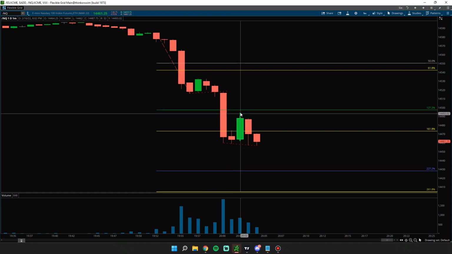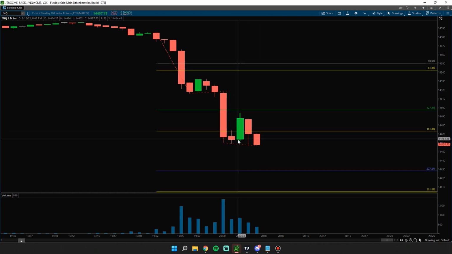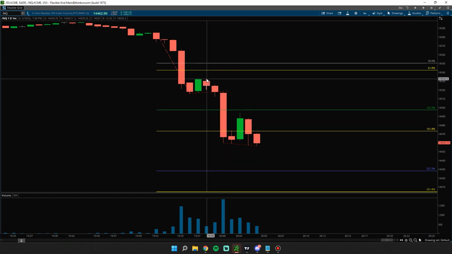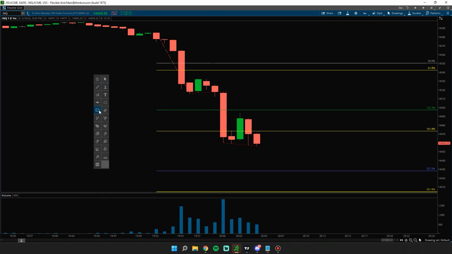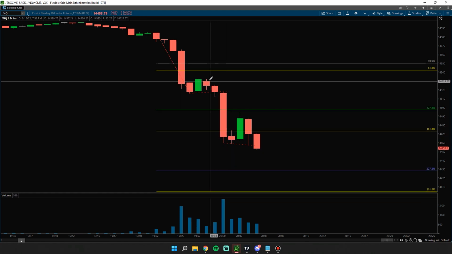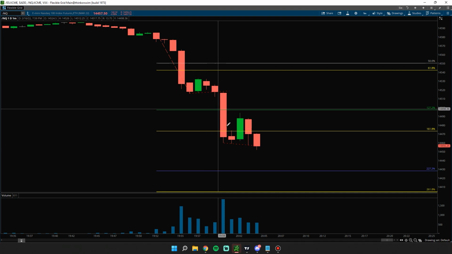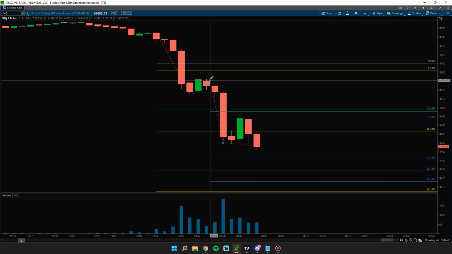This actually probably is no longer a flag. If this retraces back more than 50% of the flagpole, it would no longer be a flag. And so we measure that by going from the bottom to the top.